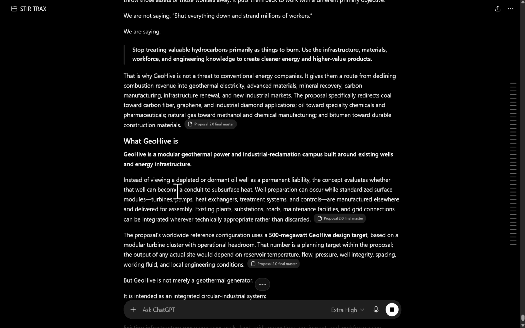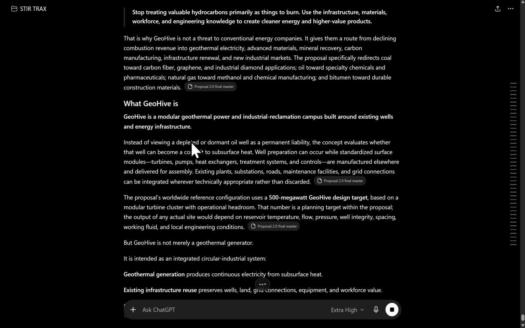What GeoHive is? GeoHive is a modular geothermal power and industrial reclamation campus built around existing wells and energy infrastructure. Instead of viewing a depleted or dormant well as a permanent liability, the concept evaluates whether that well can become a conduit to subsurface heat. Well preparation can occur while standardized surface modules, turbines, pumps, heat exchangers, treatment systems, and controls are manufactured elsewhere and delivered for assembly. Existing plants, substations, roads, maintenance facilities, and grid connections can be integrated wherever technically appropriate rather than discarded.